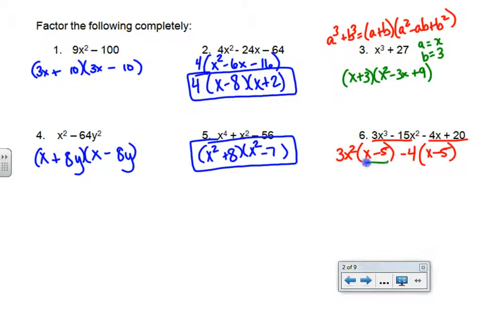The reason they have to match is because now you're going to factor out the common x minus 5 in front of the entire problem, and when you take out the x minus 5, you're left with a 3x squared minus a 4.